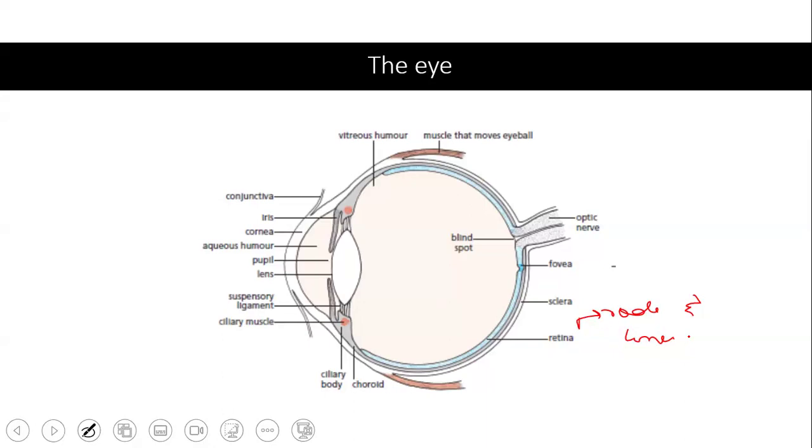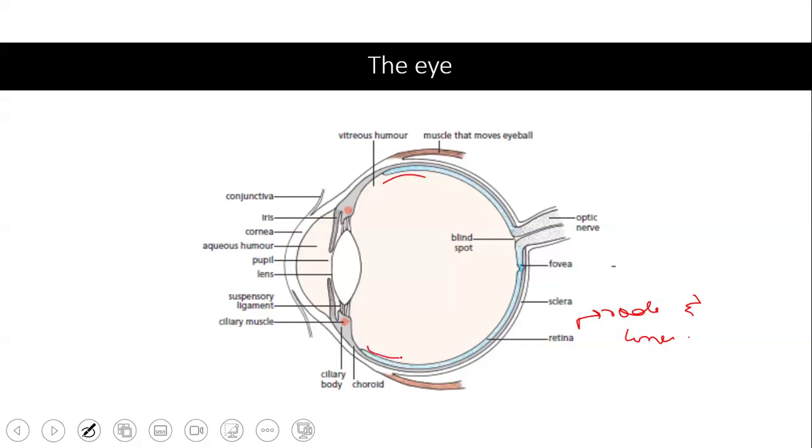Rods are the ones that detect the light. So the rods are the ones that are going to be able to tell that, oh, light is falling on the retina. Cones will be able to perceive color as well. Now, rods are generally located more towards the outside because I've seen questions on this. That's why I'm mentioning this, especially for the Cambridge students. I've seen questions on this.